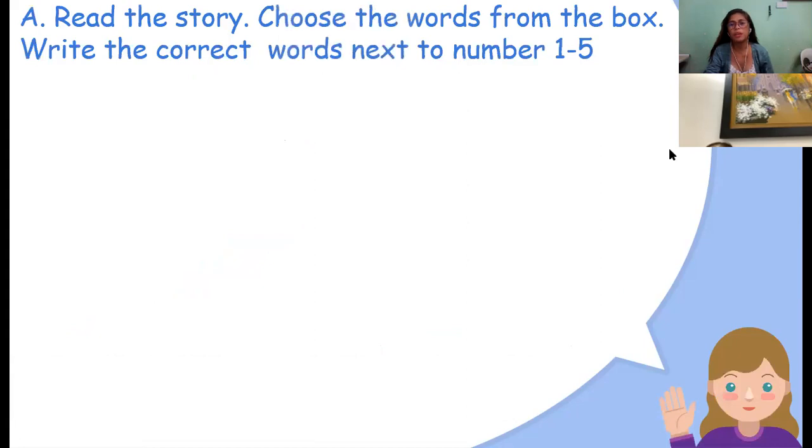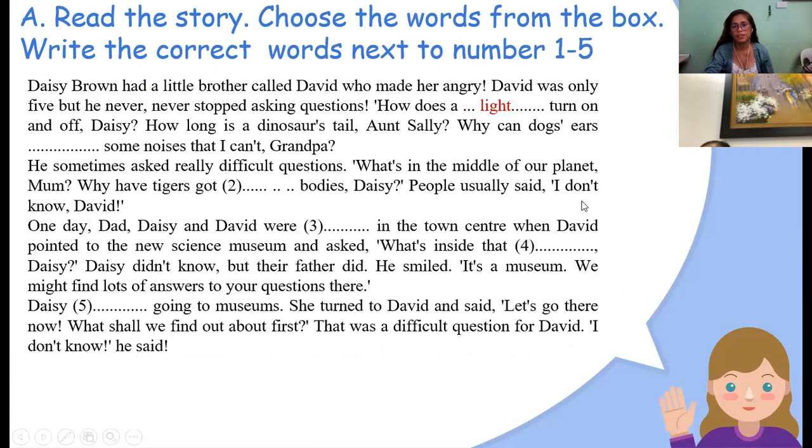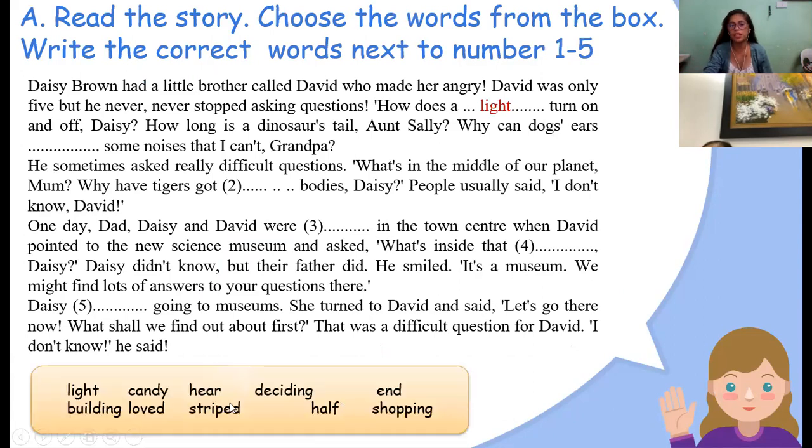Here is another one. Uyan, you will have to read a story and choose words from the box. Write the correct word next to the numbers 1 to 5. These are the words that you are going to choose. Where's number 1 here? Number 2, number 3, number 4, number 5. Please read it, and then you will have to choose your answers from here. These are the choices from the words. Okay, Uyan.